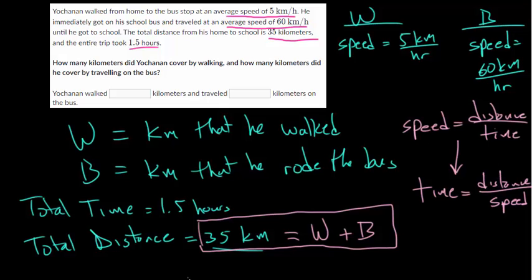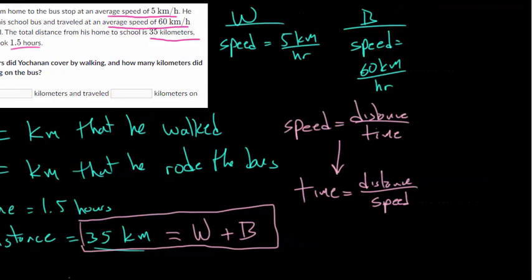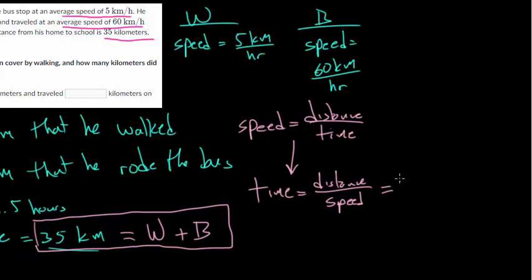And let's write that out with what we know. So we know our total time is 1.5. And that's going to be combined by time on the bus and time walking. So let's write that in. Time, we can say walking plus time on the bus. Now, the time walking, remember time is just the distance over the speed.